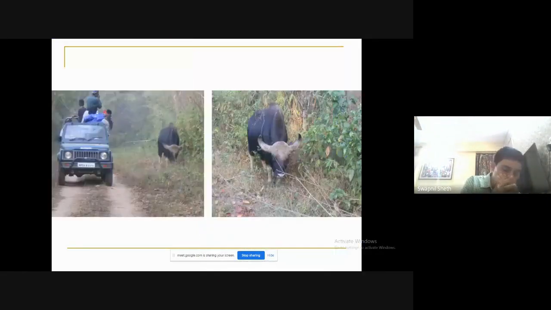When we go to the forest, we get the opportunity to see these animals from a very close distance, while maintaining all those rules and regulations and under the supervision of trained guides and people. So that is an enormous skill to go and to have that experience.